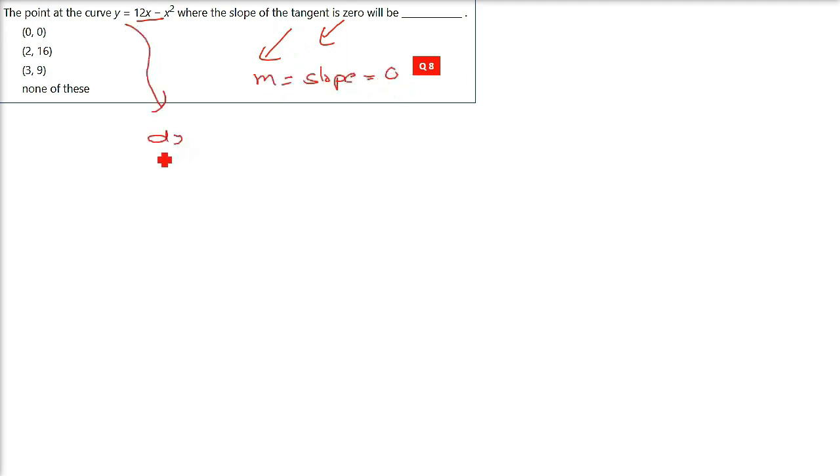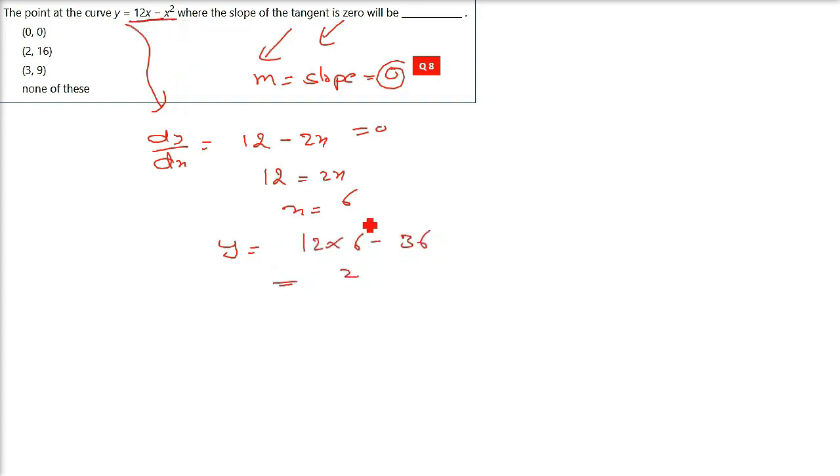So dy by dx is going to be equal to 12 minus 2x, which is equal to 0. So 12 will be equal to 2x, x is equal to 6. Now put this x in y equals 12x minus x square. So 12 into 6 minus 36 is 72 minus 36, that is going to be 36. So the coordinates are 6 and 36. That is your answer. There is no option matching this answer, so you can call it none of these is the correct option.